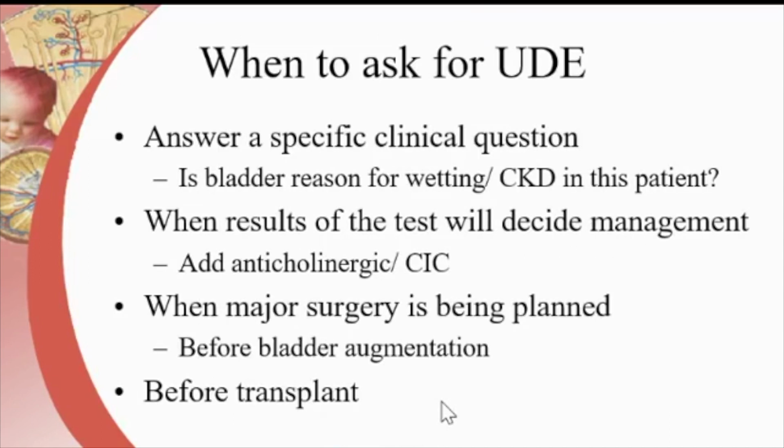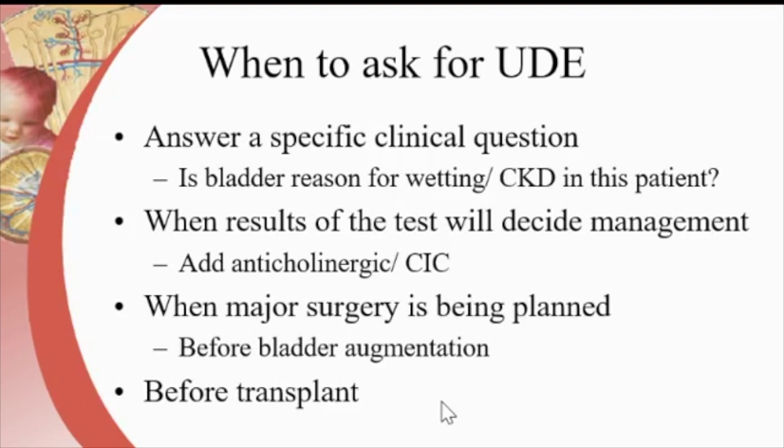When to ask for a urodynamic examination: it is essentially to answer a specific clinical question, like whether the bladder is a reason for the problem the child is facing, like persistent hydronephrosis, or leakage, the wetting, or increasing creatinine in a patient with a posterior urethral valve or a neurogenic bladder. When the results of the test will decide the management, like whether you are going to add an anticholinergic or clean intermittent catheterization, then you ask for urodynamics.